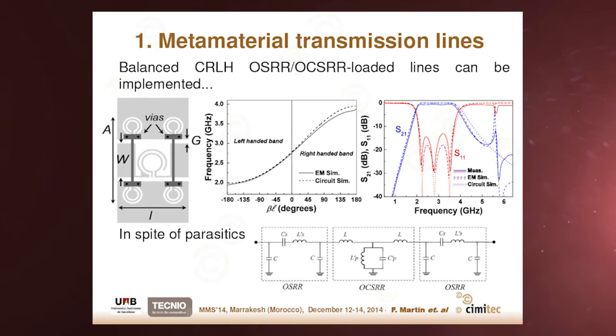However, these parasitics are not very important, and in any way, we cannot say that these parasitics provide more degrees of freedom, because it is very difficult to control the parasitics. But the fact that the parasitics are present does not mean that we cannot achieve CRLH characteristics with a continuous transition between the left-handed and the right-handed band corresponding to the balance conditions. We can do that.